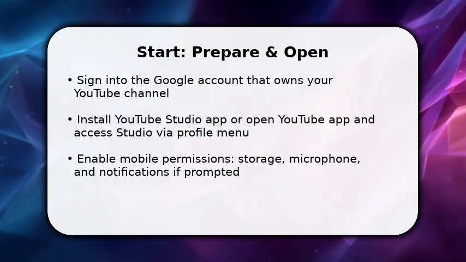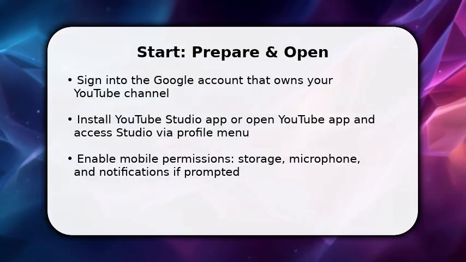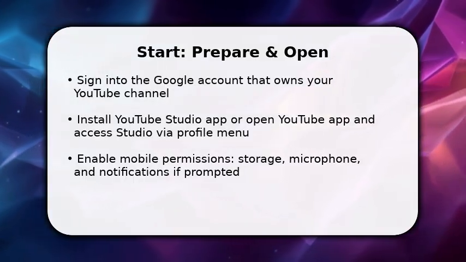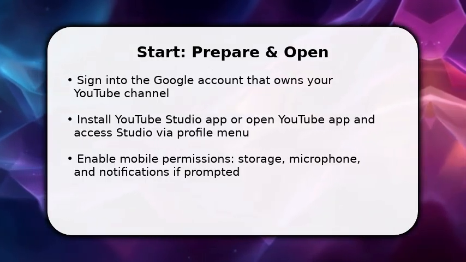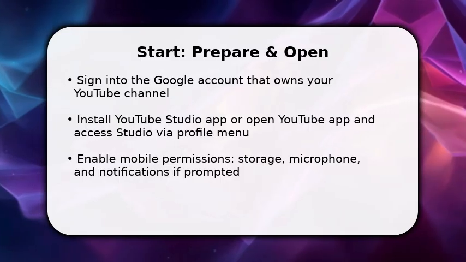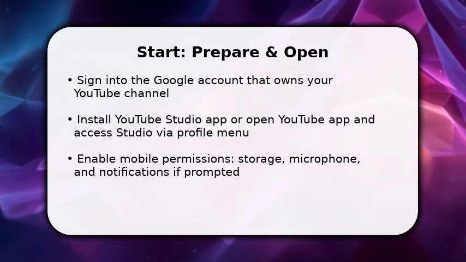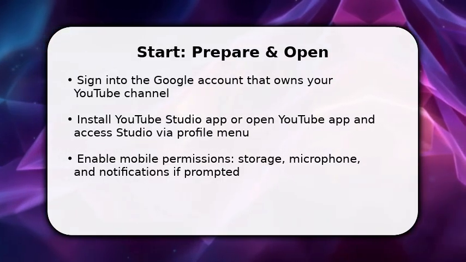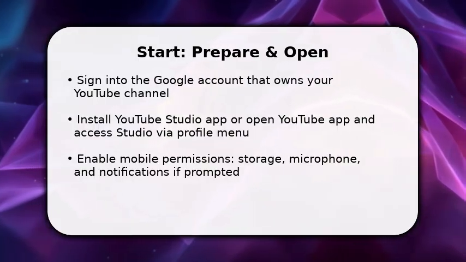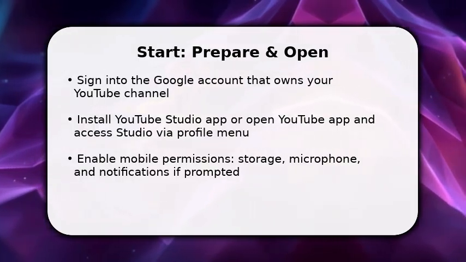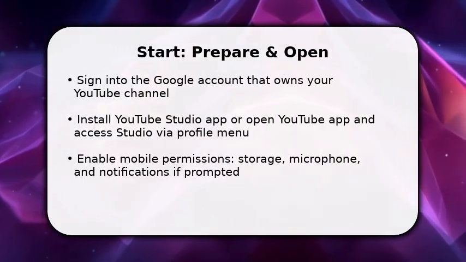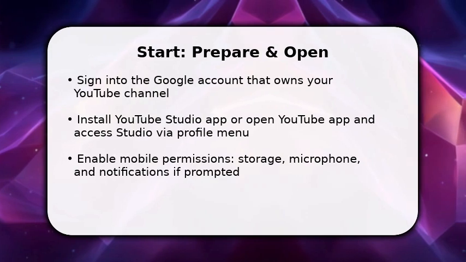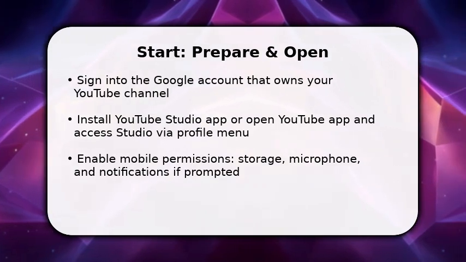You need access now. Sign into the Google account that owns your channel and install the YouTube Studio app or open YouTube and tap your profile. Once done, select YouTube Studio in the menu. This bypasses extra settings and takes you straight to management tools. Make sure to grant storage and microphone permissions so uploads and recordings work. You're starting with the account that controls the channel, which avoids permission conflicts and speeds up every subsequent action.